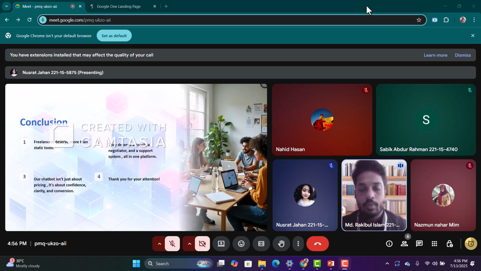To conclude, our platform is more than just a pricing tool. It's a confidence builder, a support system, and a digital negotiation partner. We believe freelancers deserve more than static calculators or guesswork. They deserve guidance, especially those just starting out or unsure how to value their skills. Our chatbot merges technology and psychology to deliver not only smarter rate suggestions but also boosts freelancers' clarity and conversion when dealing with clients.